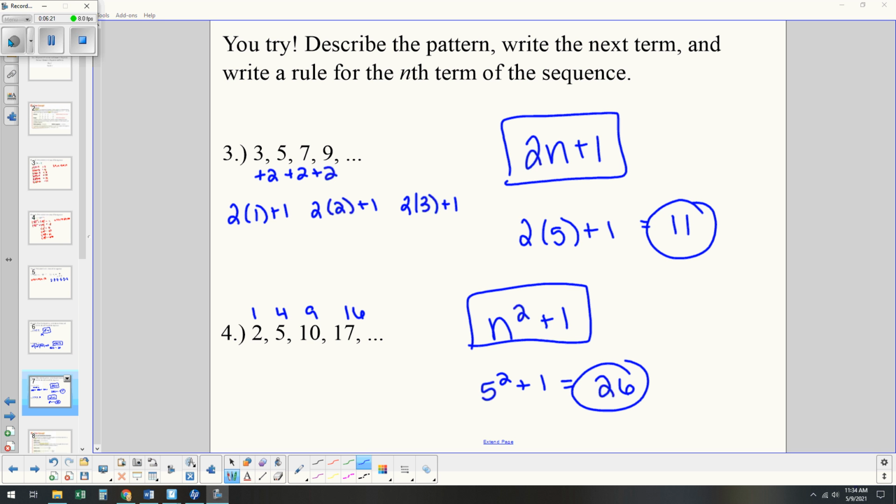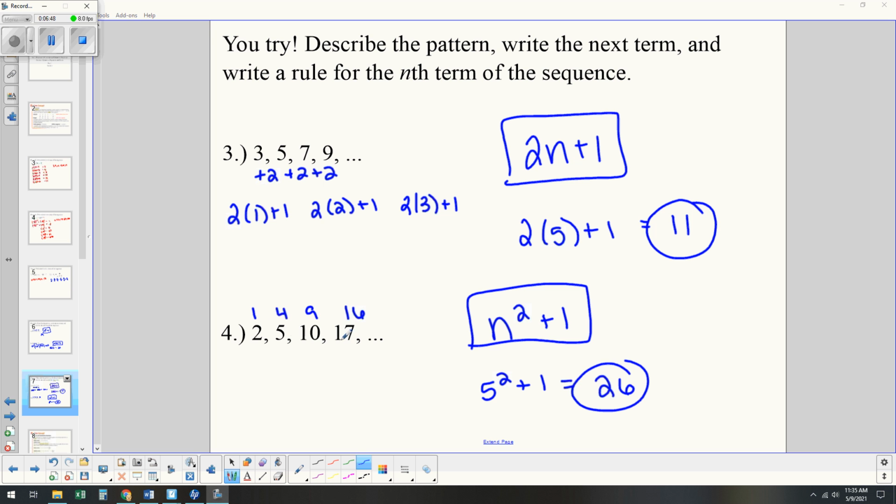So the first one did in fact have adding between terms. So really we're looking at what we had to start with. If I added 2 from the previous one, I would have been starting with 1. So 2 times 1 plus 1, 2 times 2 plus 1, 2 times 3 plus 1. So 2n plus 1 would be my rule, and the next term would have been 2 times 5 plus 1, or 11.